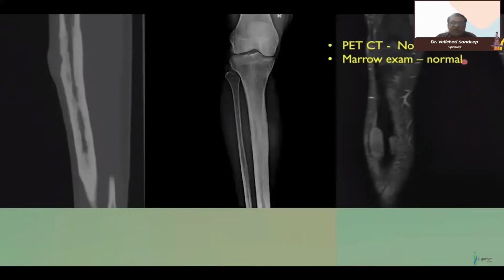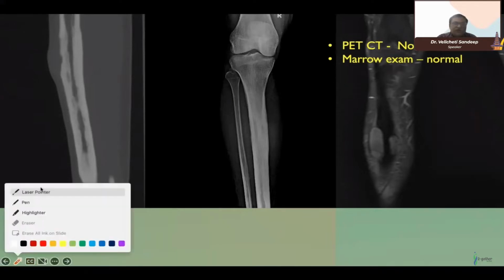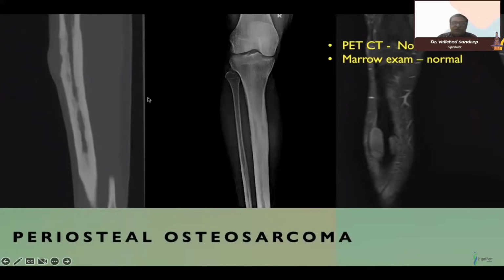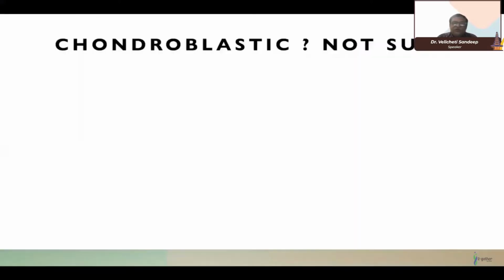PET examination did not reveal any abnormality. Marrow examination has been done from the other sites, which also did not reveal any obvious abnormality. So on PET, there is no other focus. Marrow exam is also showing a normal pattern. So we thought it is osteosarcoma, which did not spread to other areas.